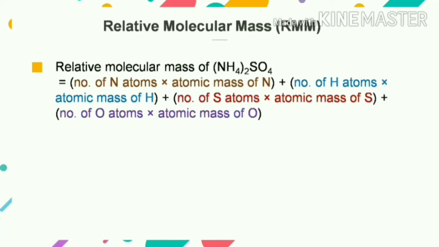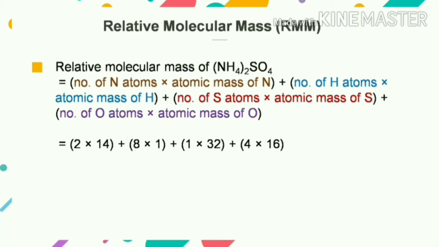Let's take one more example of ammonium sulfate. In the formula of ammonium sulfate, we have 2 nitrogen atoms and the atomic mass of nitrogen is 14. So 2 multiplied by 14 plus, again, we have 8 hydrogen atoms and the atomic mass of hydrogen is 1. So 8 multiplied by 1 is written here. Then afterwards we have 1 sulfur atom with atomic mass 32. Then 1 is multiplied with 32.